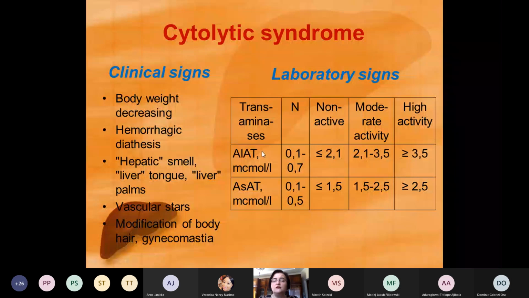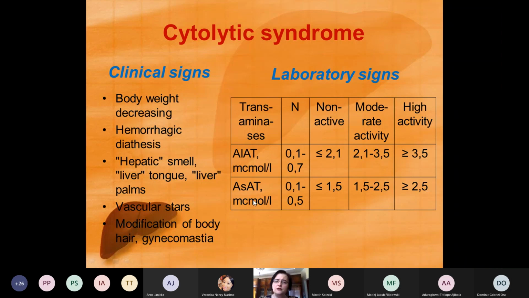Cytolytic syndrome, one of the most important. Why? Because it shows us that cytolysis is present. It's like acute cytolysis of hepatocytes, and that's why it's a very important syndrome. Clinical signs, as a rule, will appear in very late stages. Firstly, will appear the increase in blood biochemistry analysis of alanine aminotransferase, and I show here the norm, and here the levels of moderate activity, high activity of viral hepatitis.